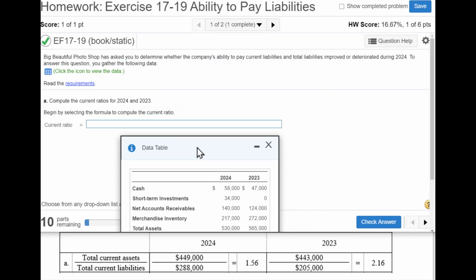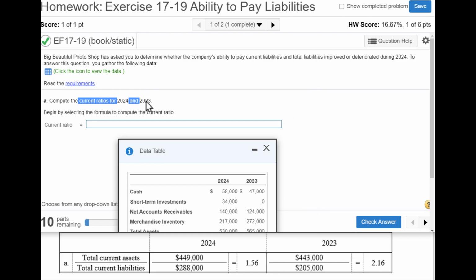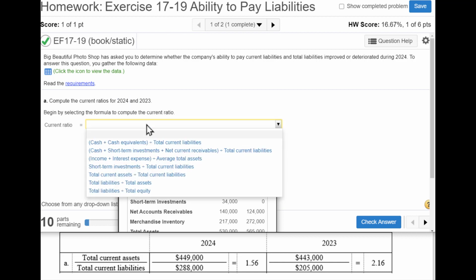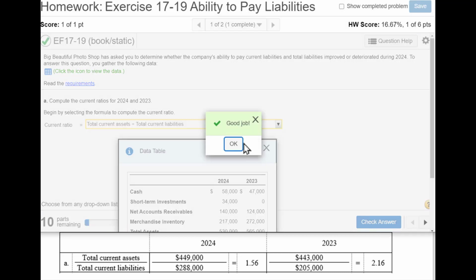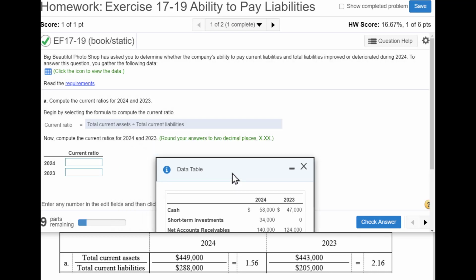So our first task is to calculate the current ratios for both 2024 and 2023. First, we have to figure out what the formula is. So remember, current ratio is current assets divided by current liabilities. So we're going to compute the current ratio for 2024, 2023. Round your answers to the 2 decimal places.